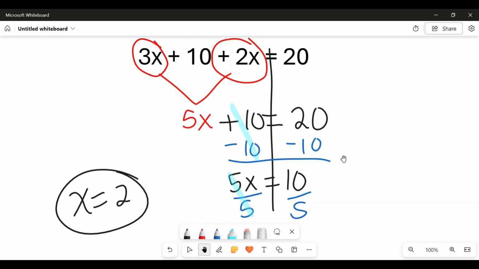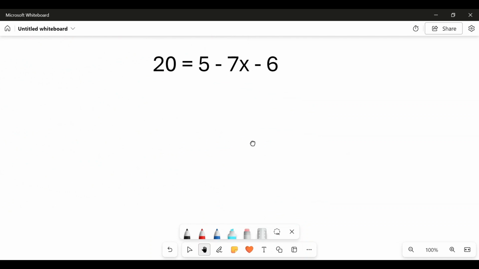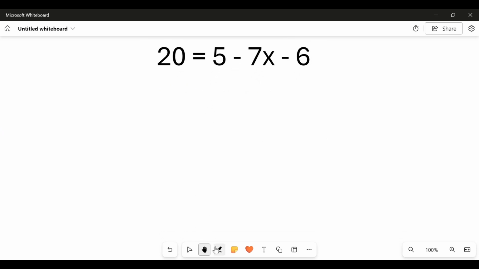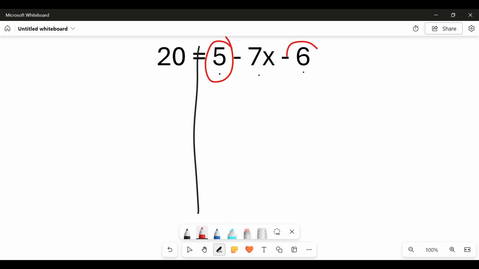Let's do one more. A little bit unique scenario here. With this one, we notice that things are changed around, all right? The multiple terms are on the right side. So which ones are like terms? We have 5, -7x, and -6. So we have 3 different terms, right? Which of them are like? It's the 5 and the, careful, -6.